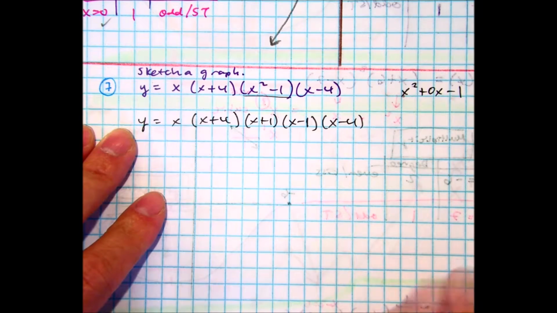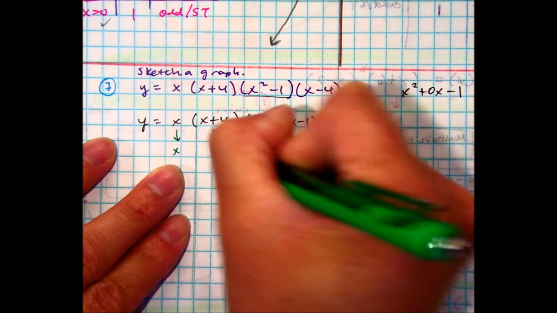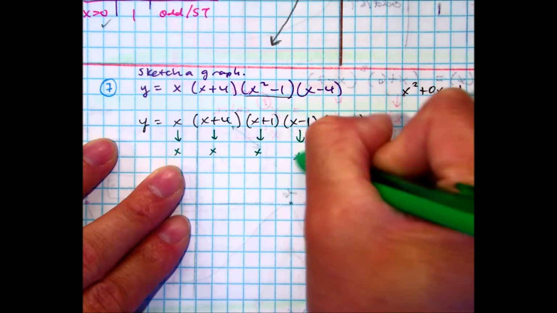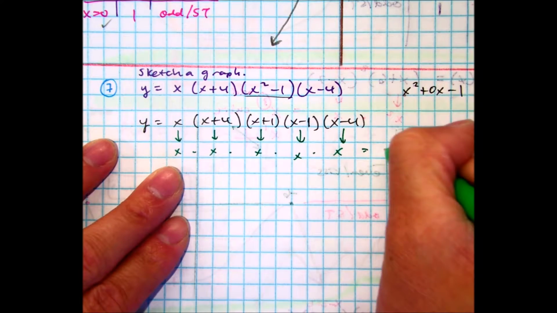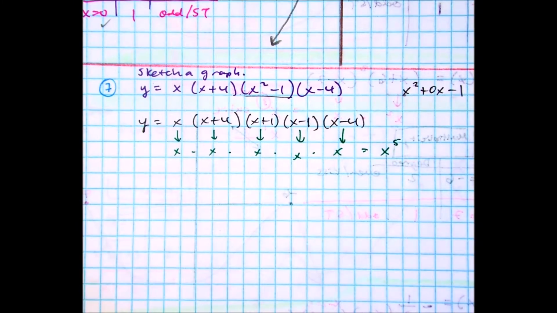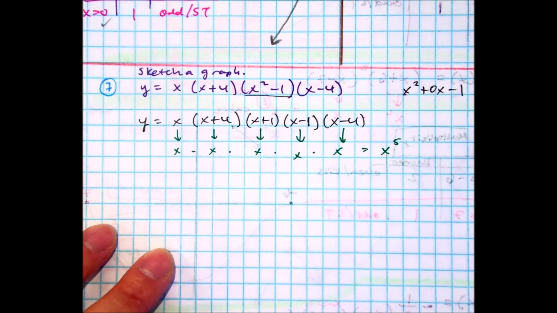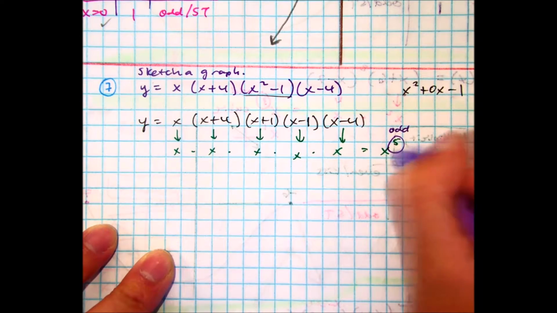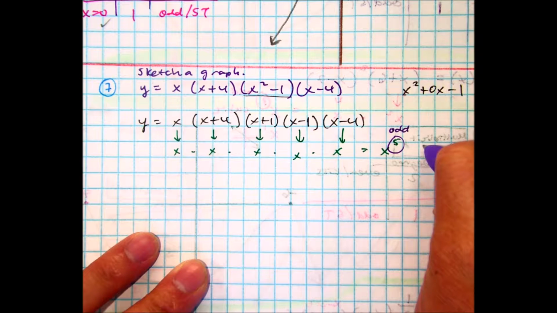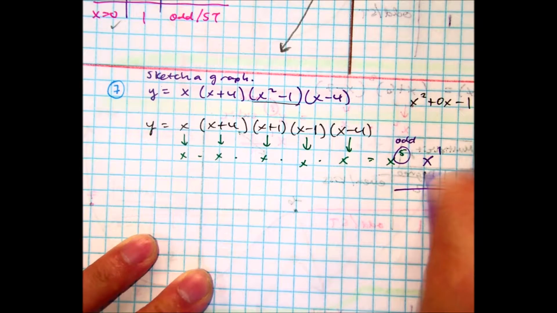The second thing is you need to find a basic graph, so I can just go through each of these. I have x, x, x, x, x, and if I multiply those, I have x to the 5th. So x to the 5th, class, is it odd or even? This is odd, and so I'm going to look to the easiest odd, which is what? x to the 1st. And what does that graph look like?